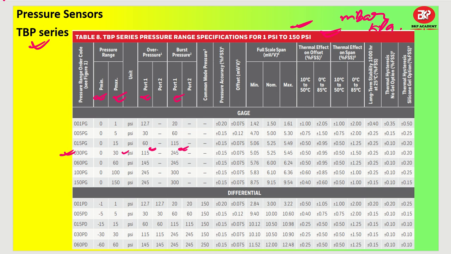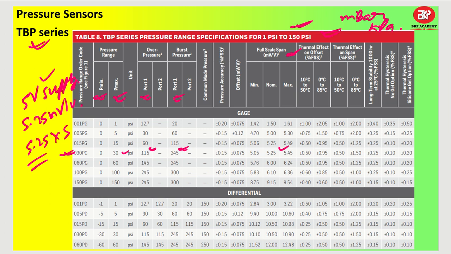Now, what is the voltage range that you will be getting at your outputs? That is called full scale span, and it is in terms of millivolt per volt. Let us say you have a 5 volt supply. I'll give you a very easy calculation. For 30 psi, the nominal voltage output is 5.25 millivolt per volt. So if you have a 5 volt supply, it will come up as 5.25 millivolt into 5. This much millivolt will come at your output. Got it?